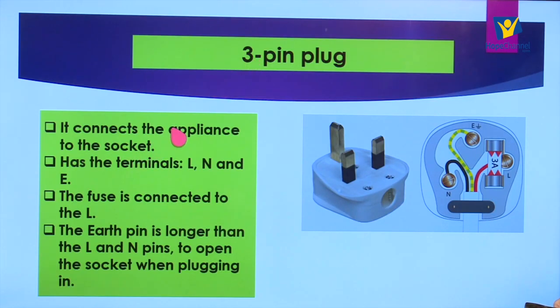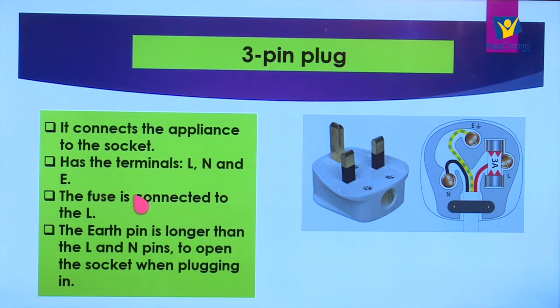Differently from the 2-pin plug, a 3-pin plug has got 3 terminals. It has the live terminal, it has a neutral terminal, it also has an earth terminal. So this is what I'm talking about. There is one terminal here, there is another one, and we have another one at the center there, and there are 3 in number. That is why we call this a 3-pin plug.